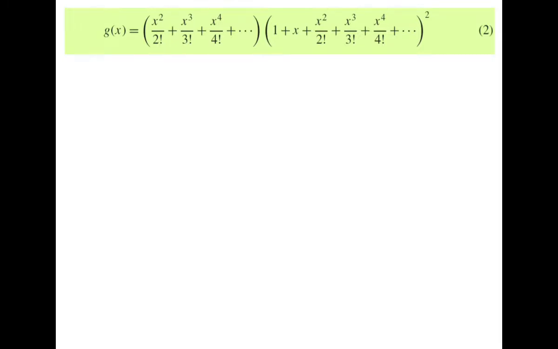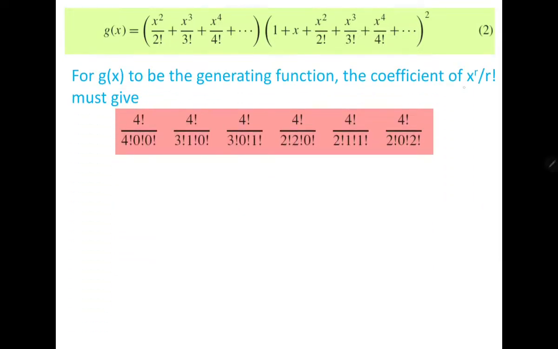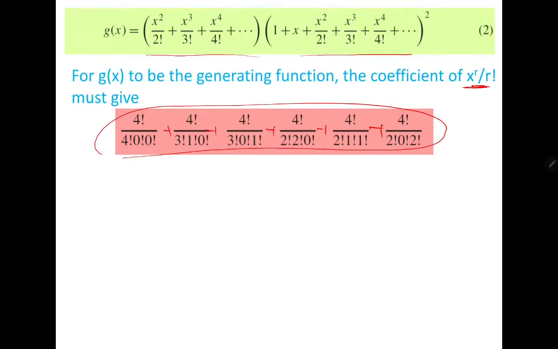Now I want to show that the coefficient of x raised to the power 4 by 4 factorial should give me these 6 terms. If I put a plus in between, this should be the coefficient of x raised to the power 4 by 4 factorial. Now look here.